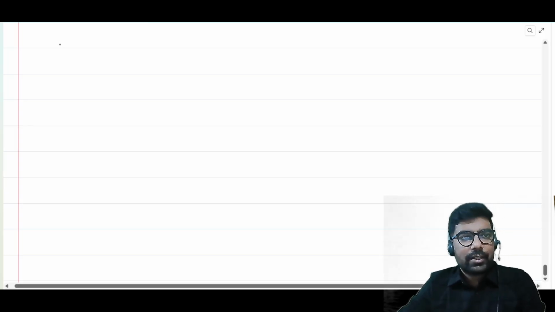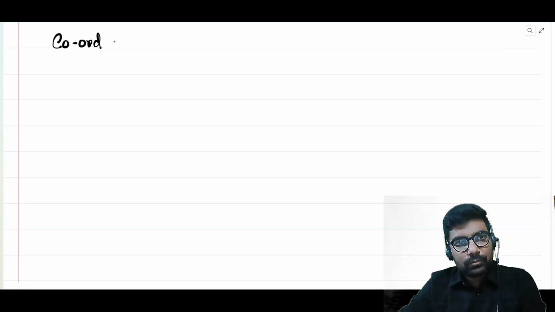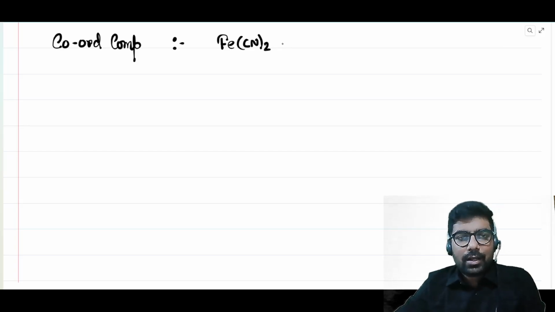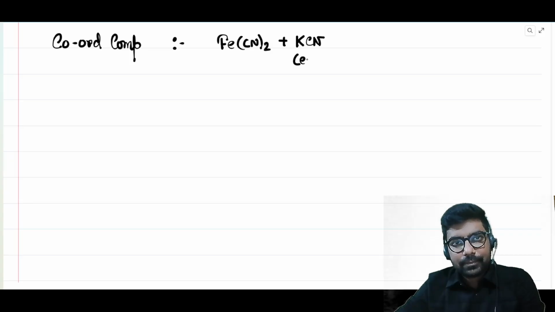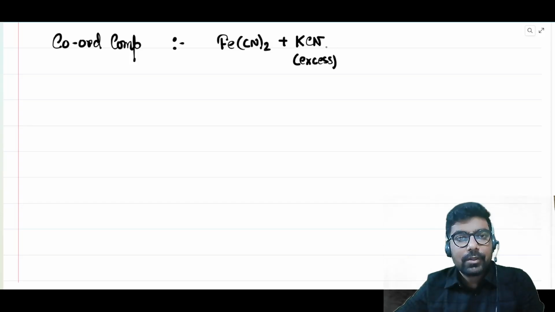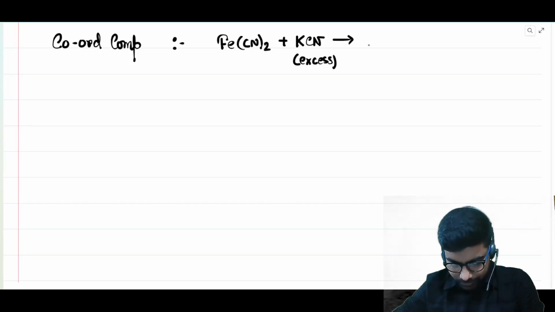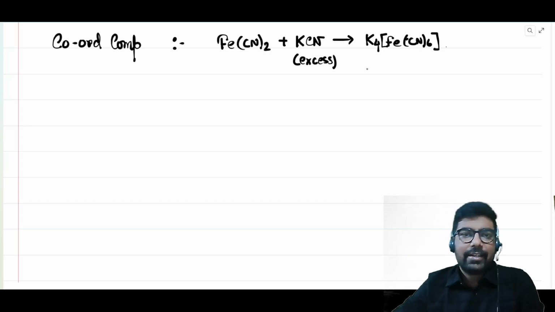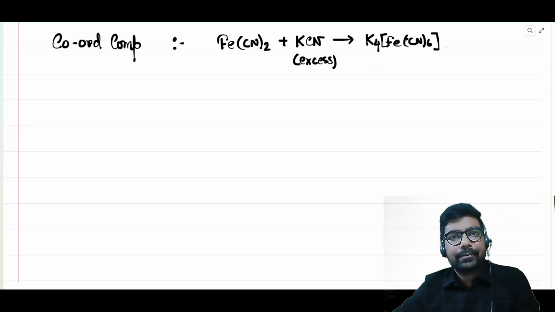So they are also addition compounds. How does this addition take place? Let's say we have Fe(CN)2, ferrocyanide, and to this we add excess KCN. So what will we get? We will get a compound something like this, potassium ferrocyanide, right?